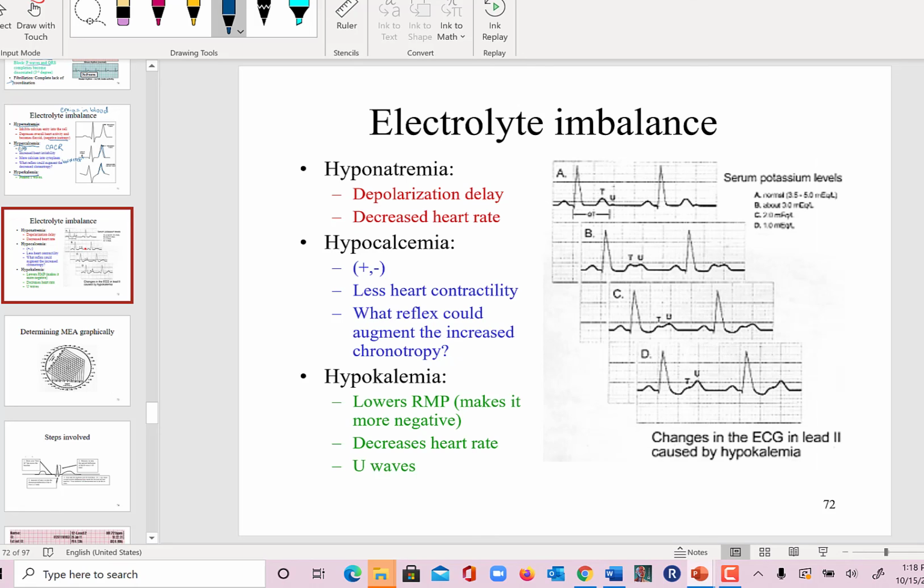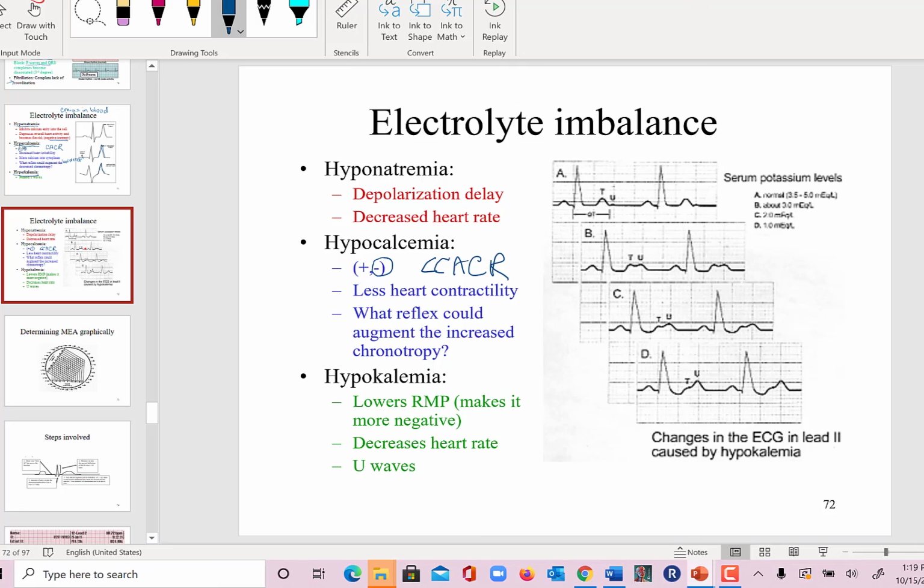The last video for this section is the hypos. Reduced sodium in the plasma, reduced calcium in the plasma, reduced potassium in the plasma. For hyponatremia, reduced sodium, we would see a depolarization delay. And that means we would have a decreased chronotropy, decreased heart rate. With hypocalcemia, we would have reduced calcium-activated calcium release. And this would lead to a weak heart as a pump, reduced inotropy, shown here as this negative sign.